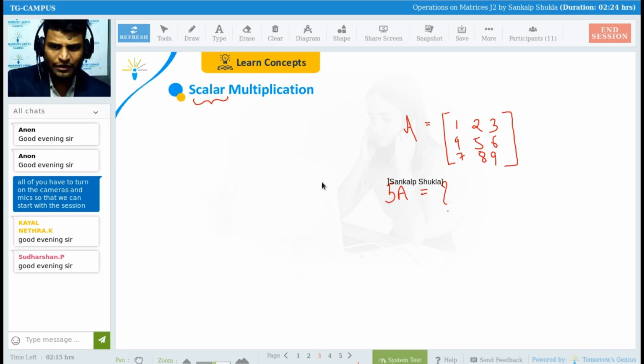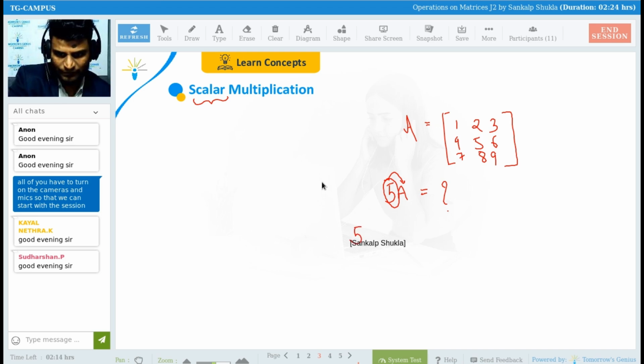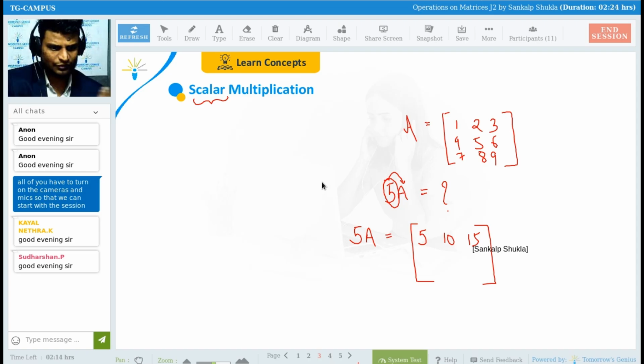You just have to multiply that number, 5 is going to be the scalar over here. So in scalar multiplication, what we usually do is multiply this 5 with the whole matrix. Whole matrix means this 5 has to be multiplied by each and every element of matrix A. So every element will get multiplied by 5, and the answer will be the product matrix. So what will be the value of 5A? It will be 5, then 10, then 15, and so on.